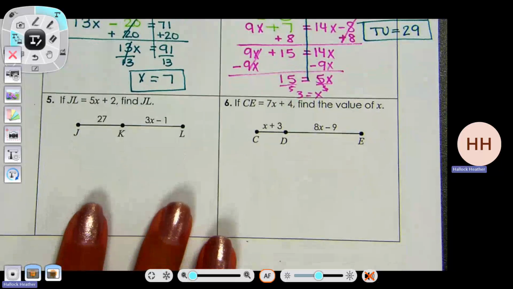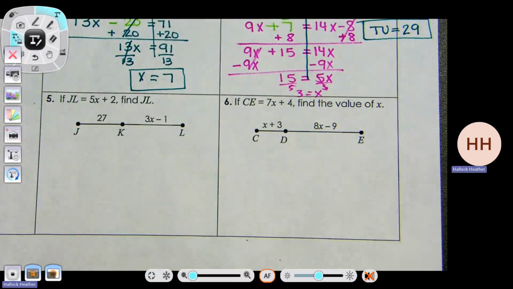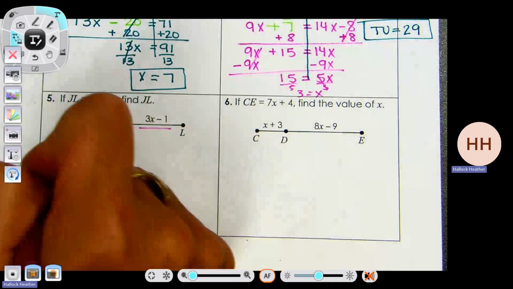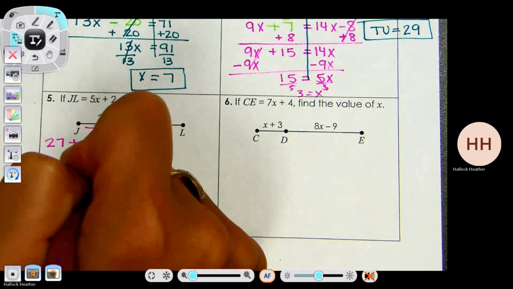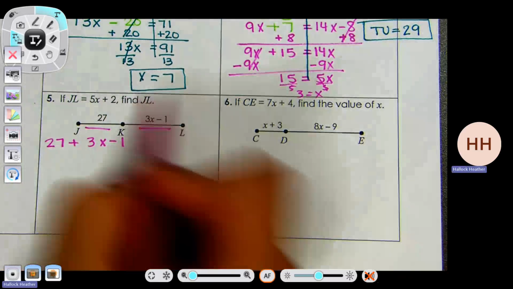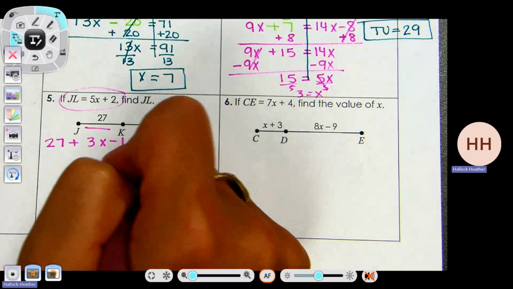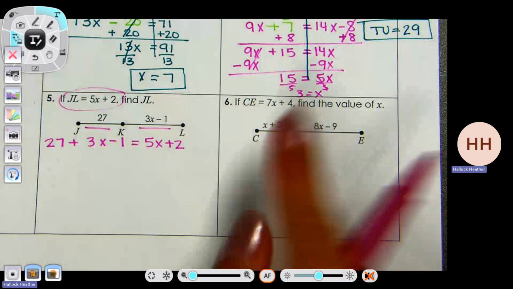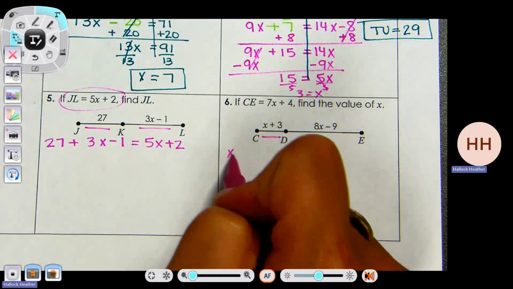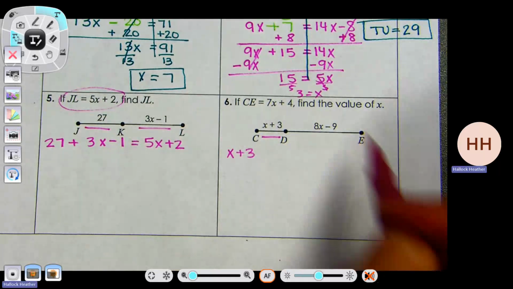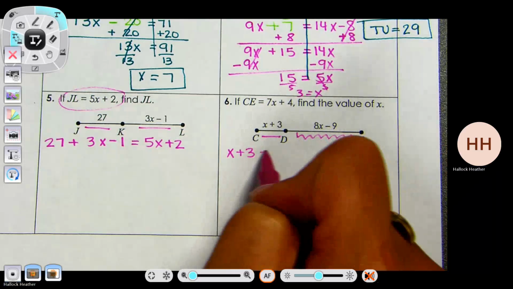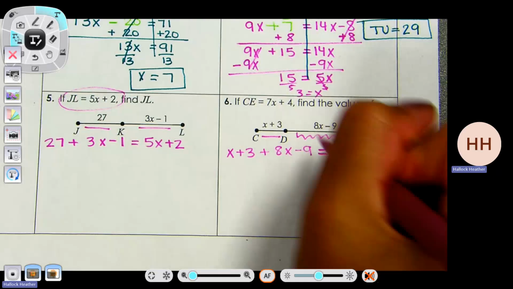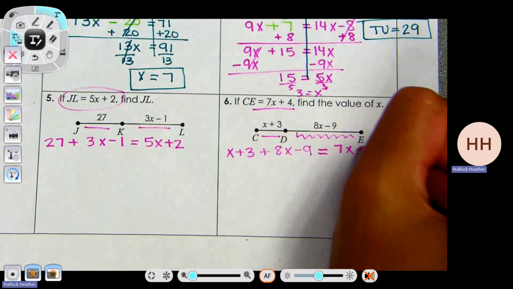So you could try 5 and 6. I'll put the answers on here at least. So when you try these, you're doing piece plus piece, and it equals the whole thing, which is 5x plus 2. Same thing over here. You're doing piece, which is x plus 3, you're adding the other piece, and then it equals the whole thing, which is 7x plus 4.